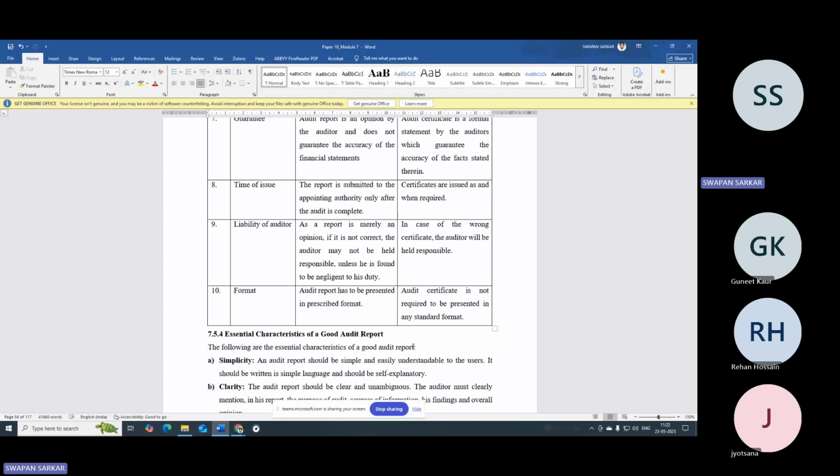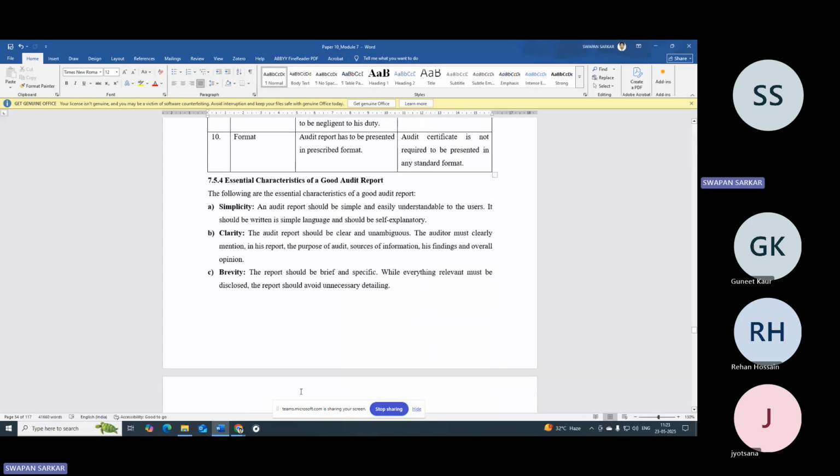Format. An audit report has to be prepared in a prescribed format. An audit certificate is not required to be prepared in a standard format. So those were the differences between audit report and audit certificate. This particular question we normally find repeated in several years, so please make sure that you cover this topic very well.